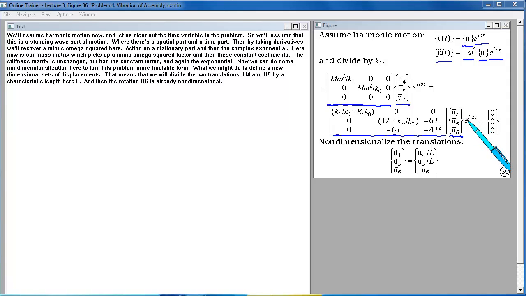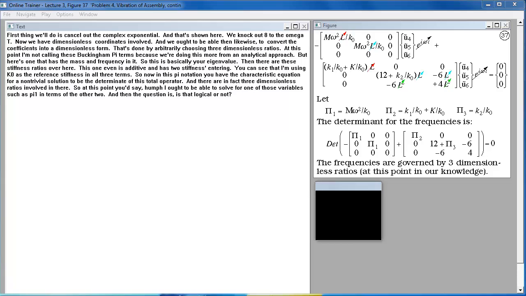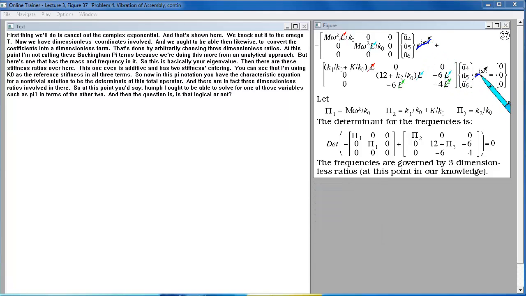Now we can do some non-dimensionalization here to turn this problem into a more tractable form. What we might do is define a new dimensionless set of displacements. That means that we will divide the two translations, U4 and U5, by a characteristic length here, L, and then the rotation, U6, is already non-dimensional. First thing we'll do is cancel out the complex exponential, and that's shown here. We knock out e to the omega t.